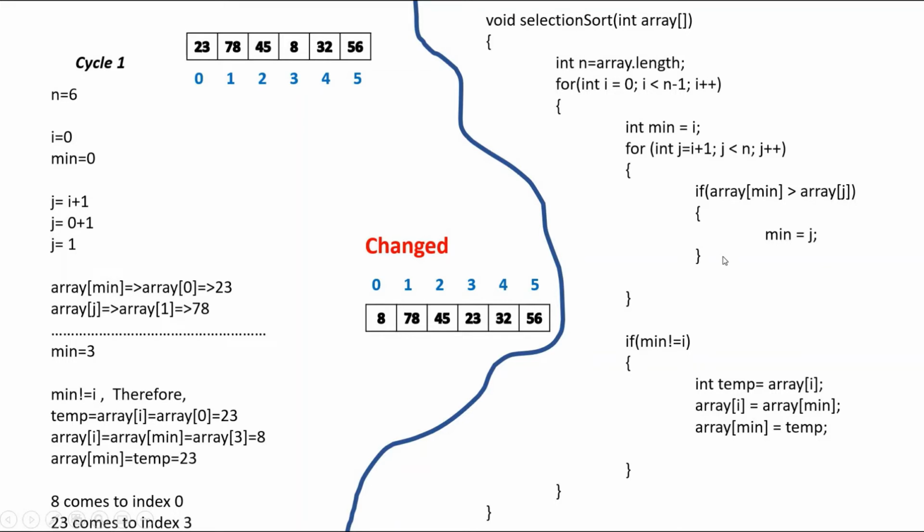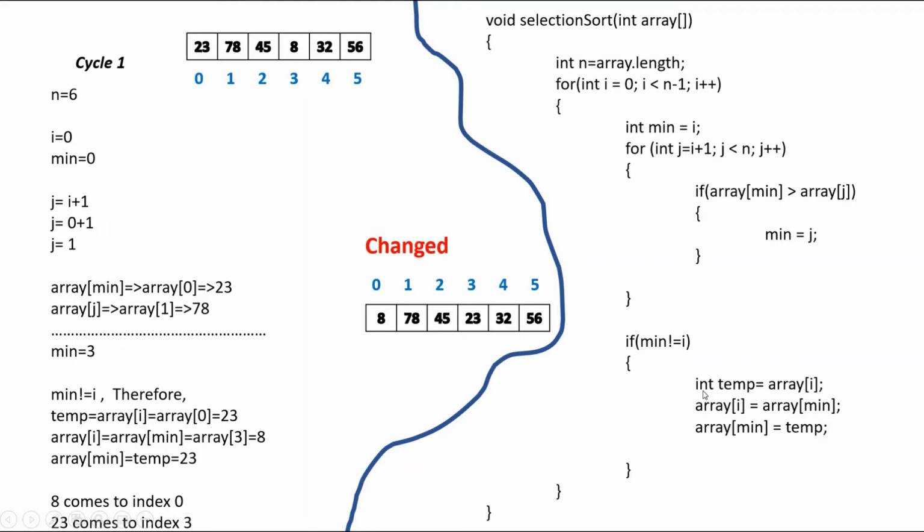Okay, it comes out of this, and we'll check this. Is our min not equal to i? What is our min? It is 3. What is our i? It is 0. Of course, it is not equal to i. So this code will happen.